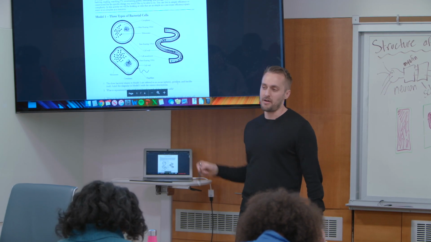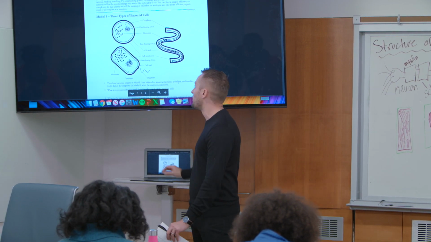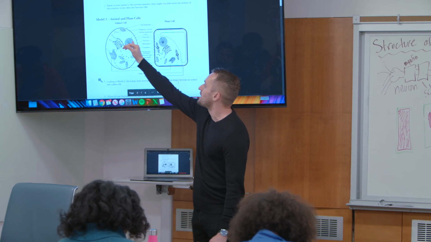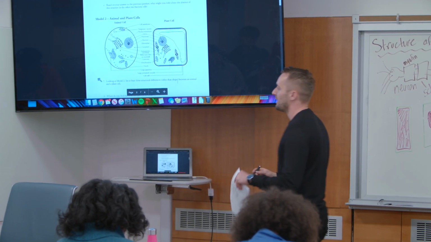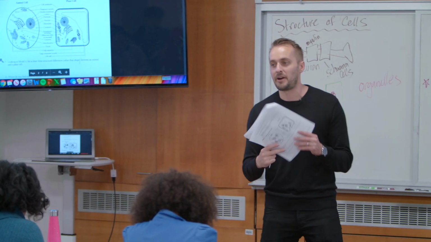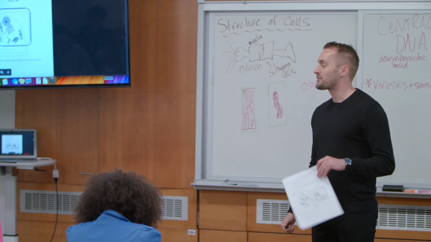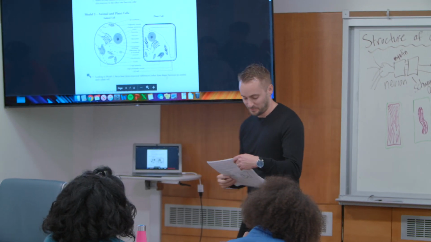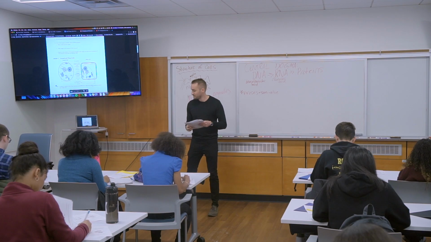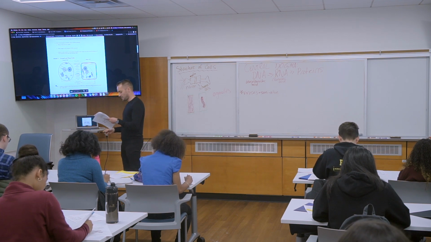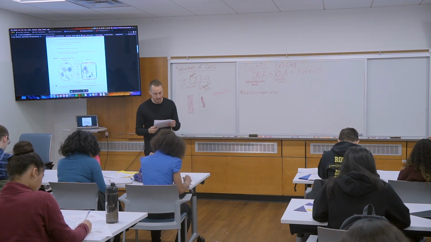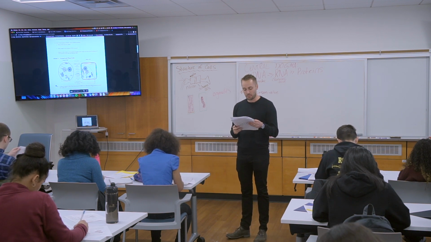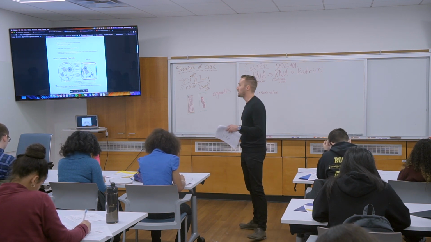Prokaryotic, right? They do not have a nucleus. Their DNA is just kind of floating there. These guys have their DNA nice, comfy, cozy in their nucleus, so they are eukaryotic. All right. Number 16, by comparing model 1 and model 2, what structures are the same in both prokaryotic and eukaryotic cells?